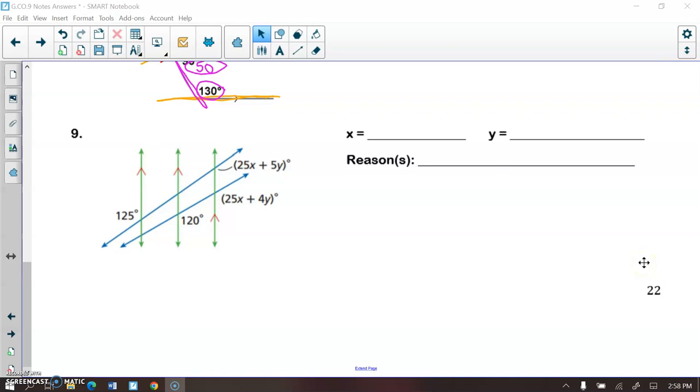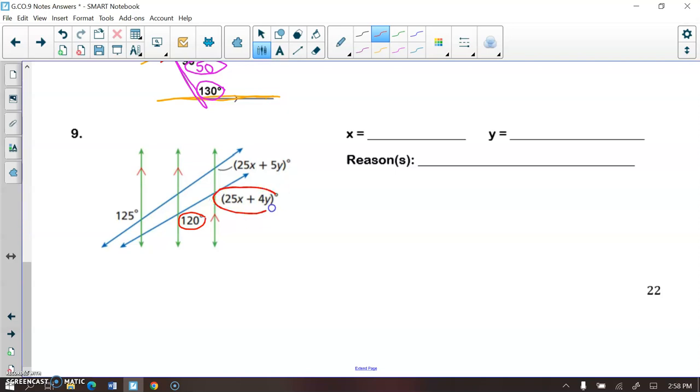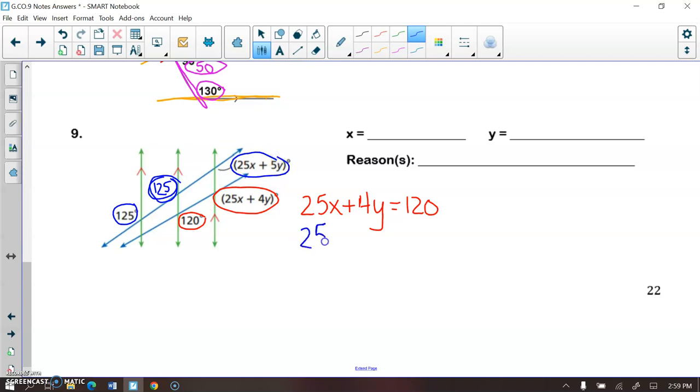I'm going to get you started with number 9. This 120 degree angle along with this angle here are corresponding angles, so we can set them equal to one another. I have two variables in this equation, so I need to create another equation to do systems of equations. This angle here and this angle here are corresponding angles, so this is 125. And this angle here and this angle here are alternate exterior angles, and alternate exterior angles are congruent. So these two can be set equal to one another. I'm going to have you solve this system. And here's your answer.